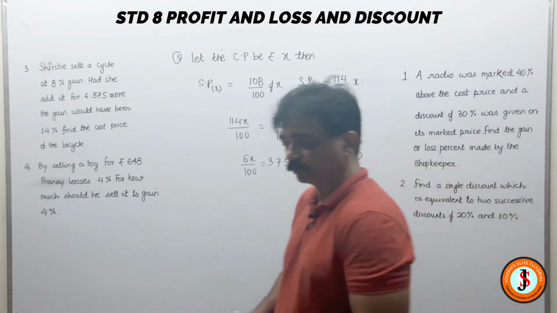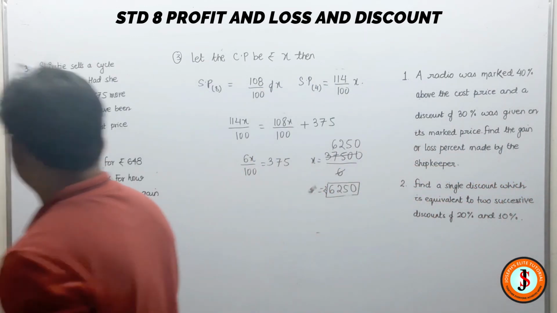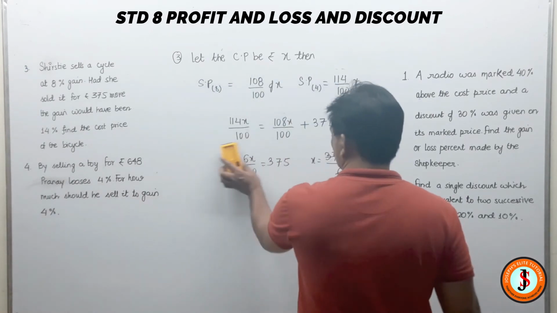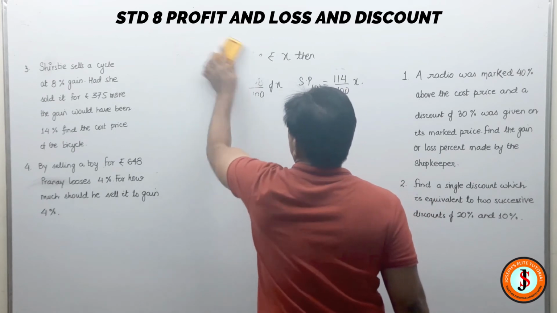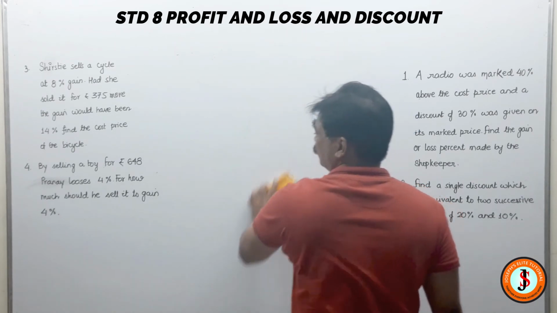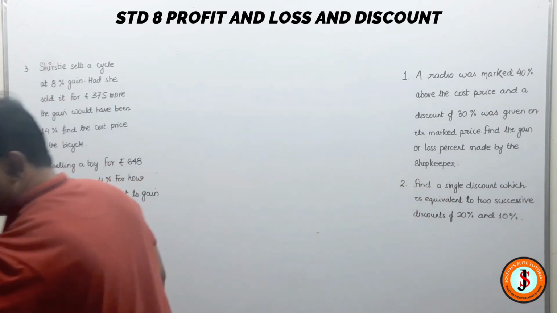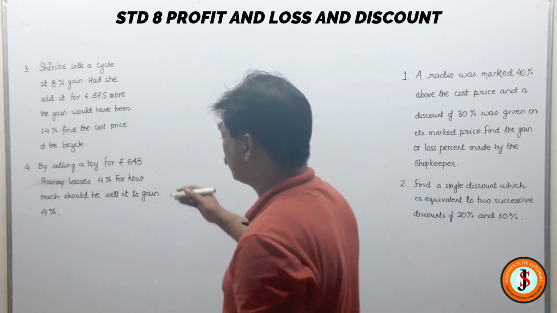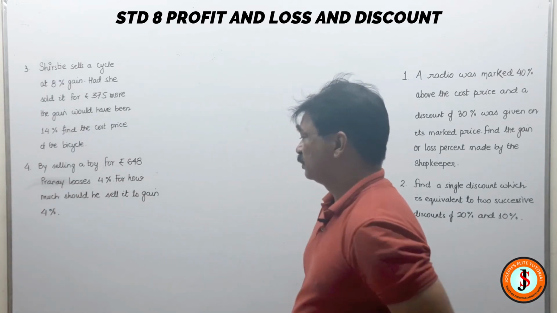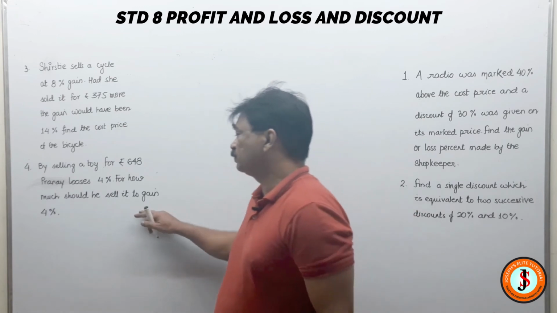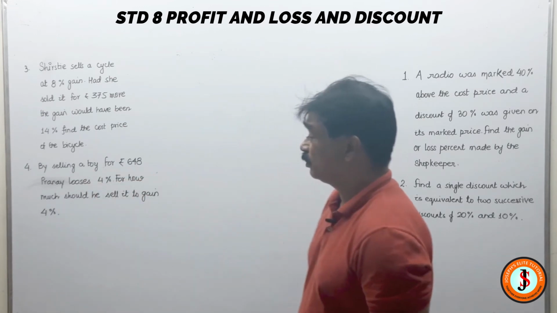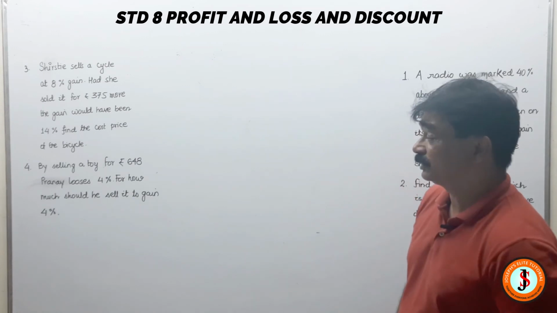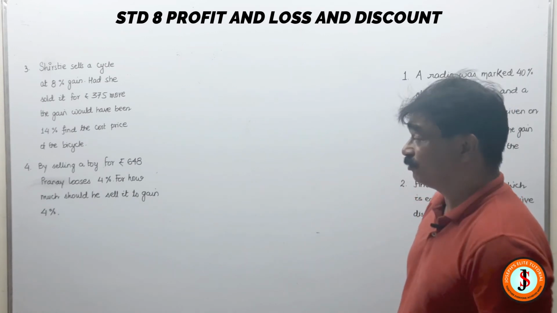So now the next question. By selling a toy for rupees 648, Pranay loses 4%. For how much should he sell it to gain 4%?